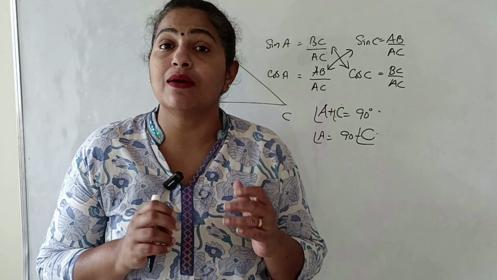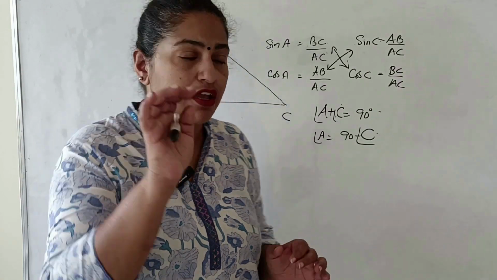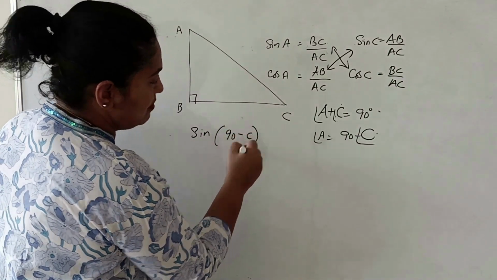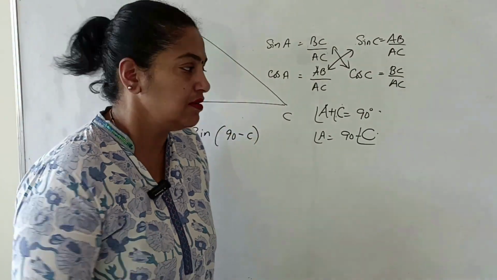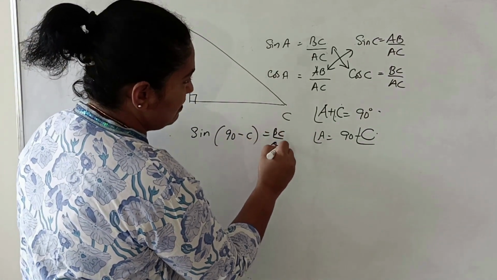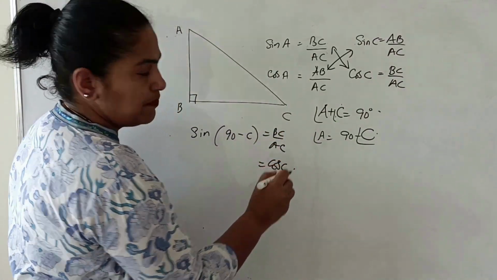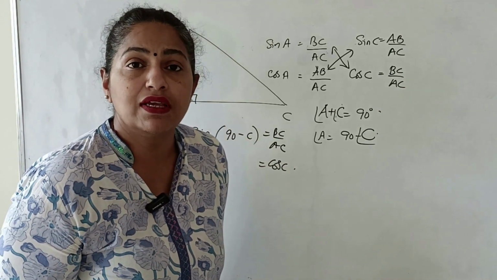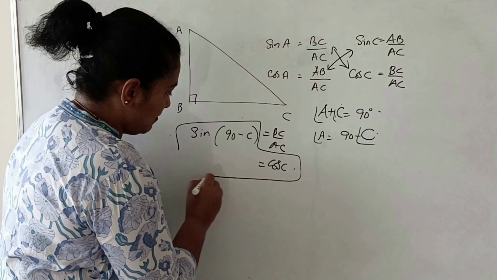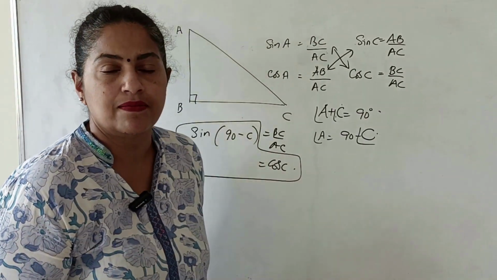So what are we talking about? Complementary angles. Let us see. If I am writing sin A as sin of 90 minus C, it is correct because of this. Fine. This is equal to BC by AC, which is equal to cos C. So what is the result that you are getting from here? Sin of 90 minus C is cos C.